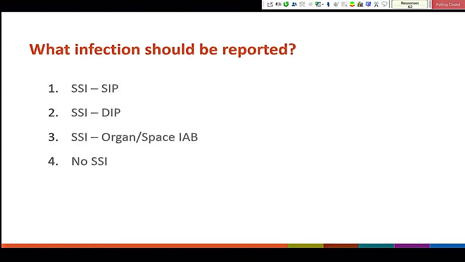What infection should be reported? Is it a superficial incisional primary, a deep incisional primary? Is this an organ space IAB, or is there no SSI here?